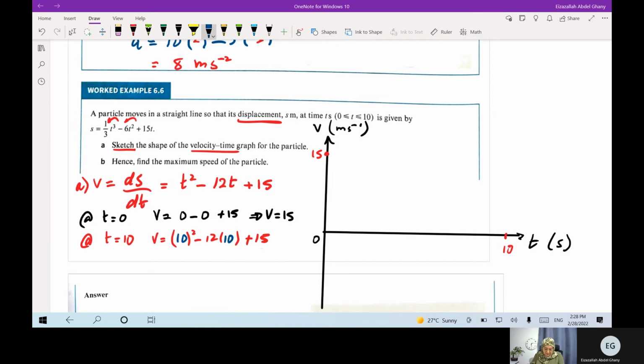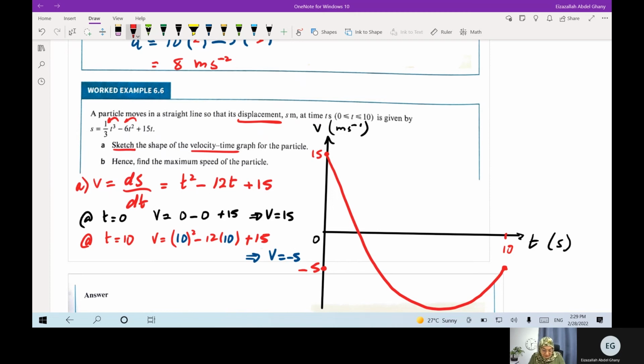Let's calculate. 100 minus 120 plus 15 equals -5. So there is a value here which is -5. Of course, we're trying to be reasonable. Yes, it is not to scale, but the distance on the y-axis, 15, should be 3 times the distance, which is 5. Now, how to draw the parabola, which is smiling? It will go like that. It's a parabola, and it cuts the y-axis at 15, and it ends at t equals 10 at velocity -5. This is a perfect sketch, and you will take the full mark when you draw.